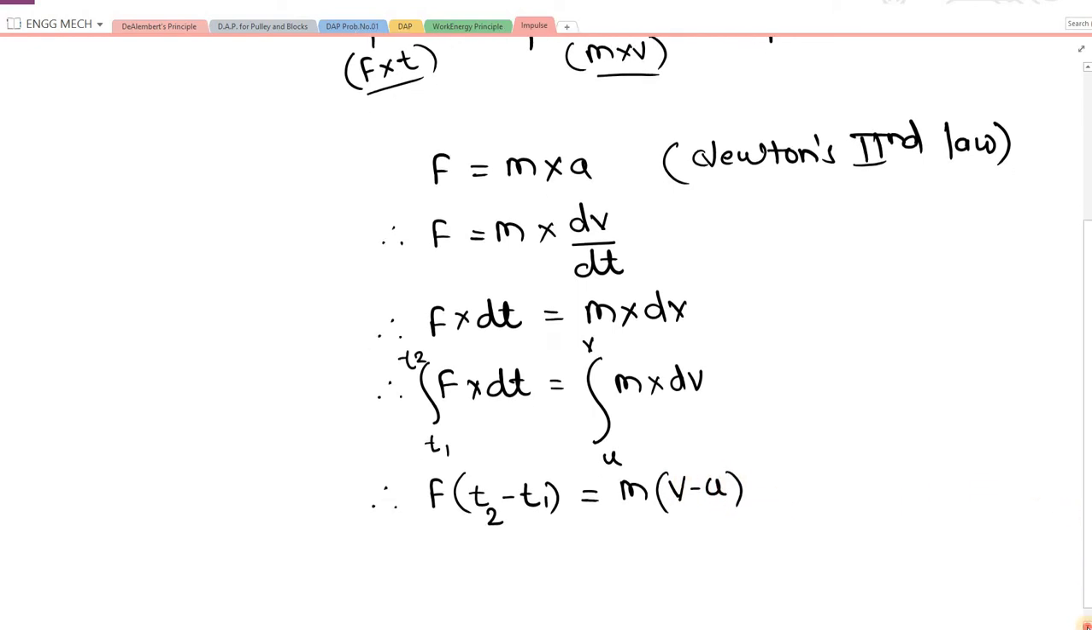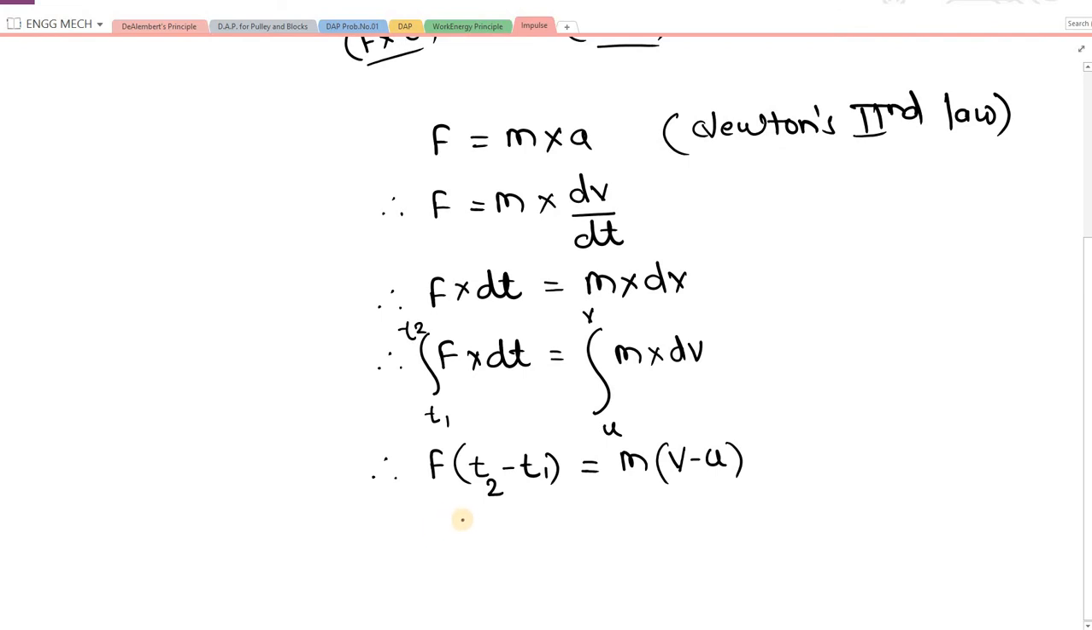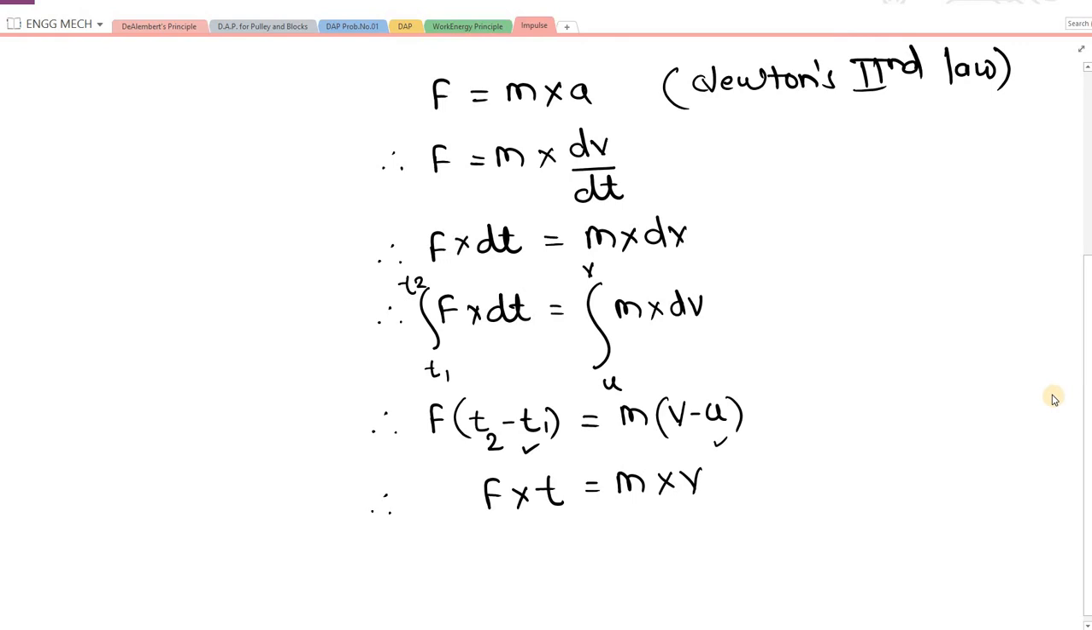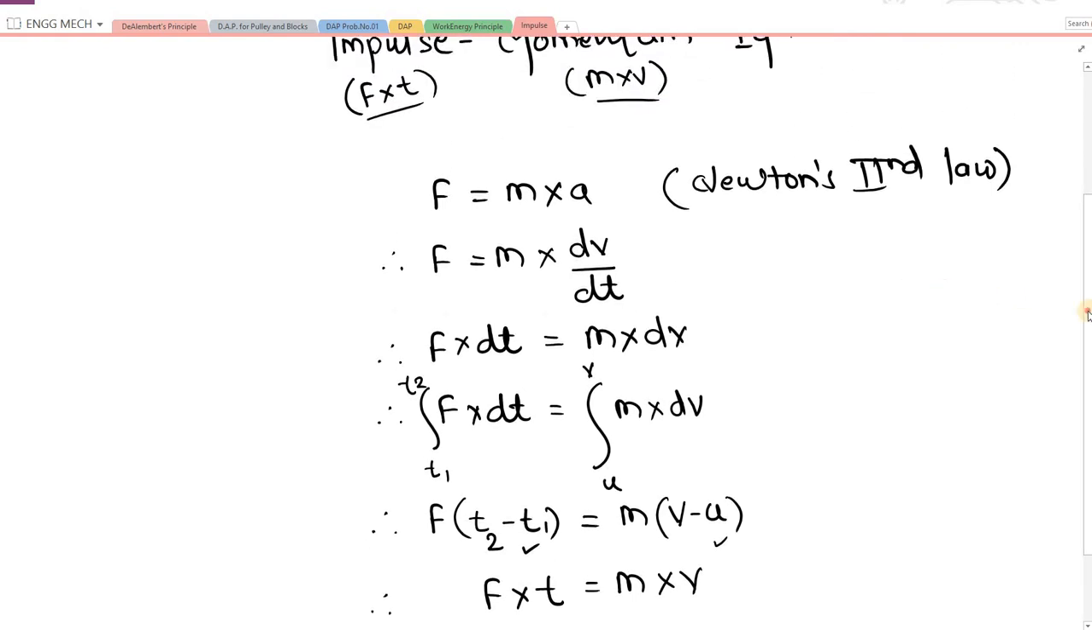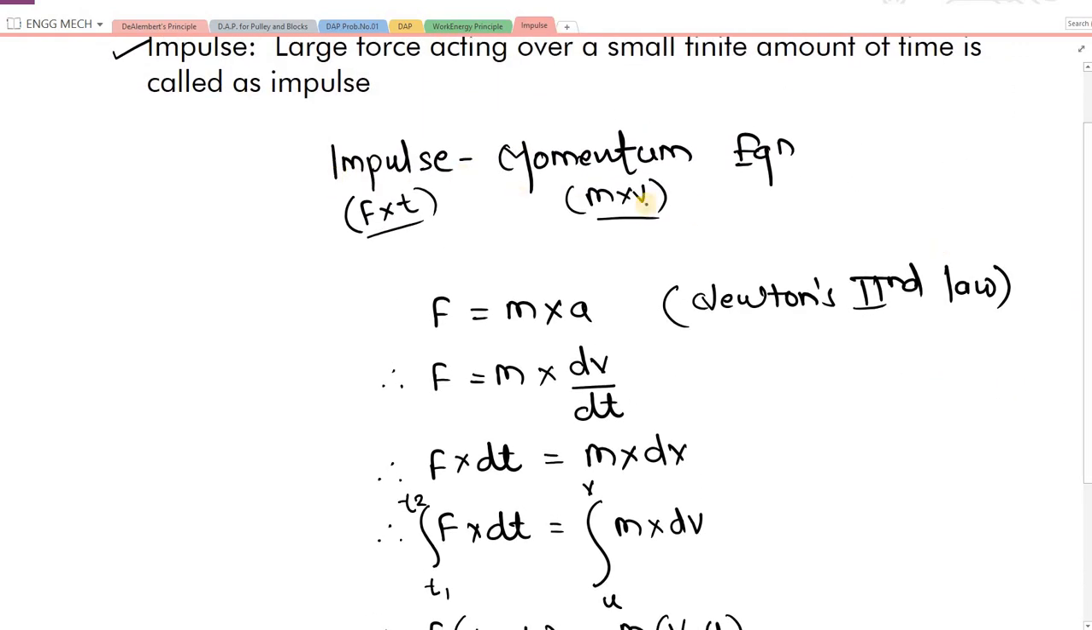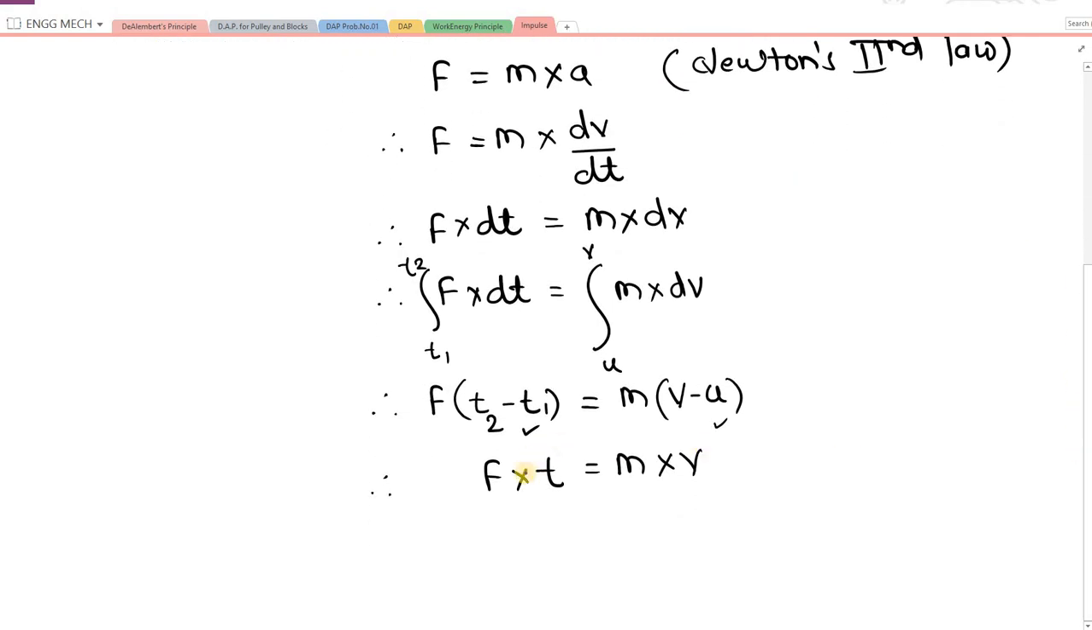Now let's say that our body is starting from rest, therefore in that case t1 is going to be 0 and u is going to be 0. That's why we can rewrite this expression as f into t is equal to m into v, which is the required expression. Initially we said that since the equation is named impulse momentum, we should have terms like impulse as f into t and momentum as m into v. So f into t is equal to m into v.